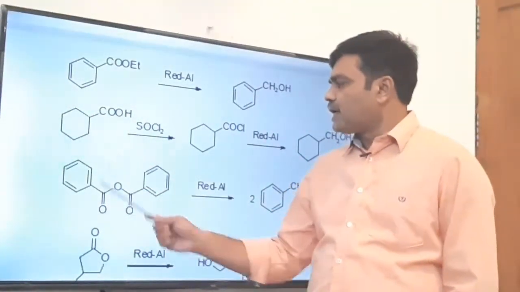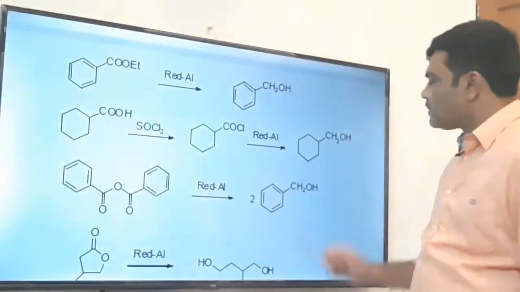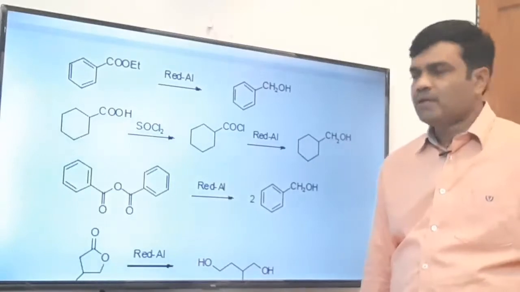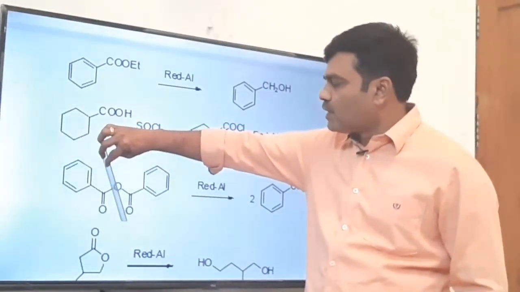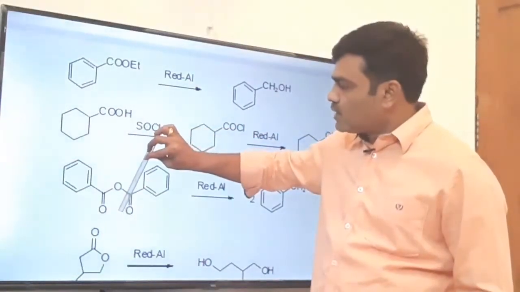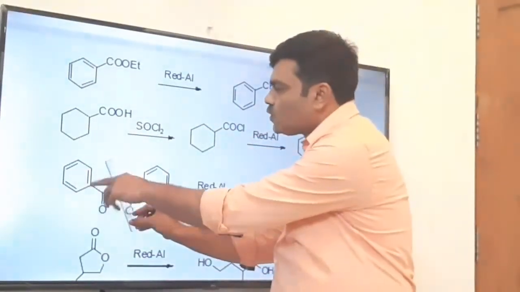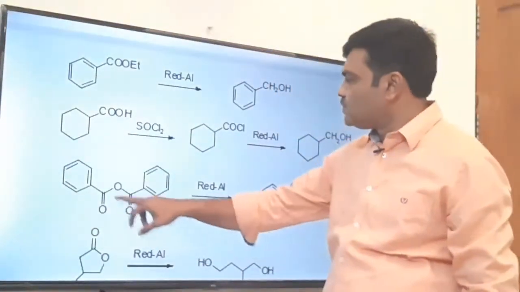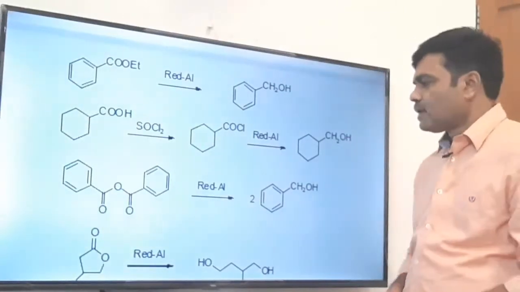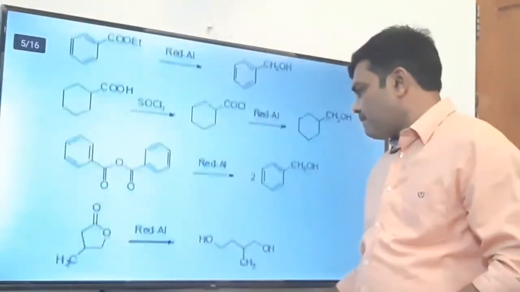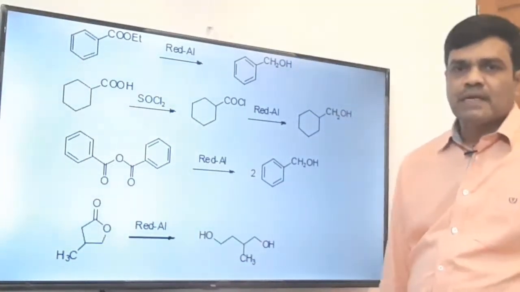Now see this example, it is an anhydride. Anhydride is converted to 2 molecules of primary alcohol, that is benzyl alcohol. Either this carbon oxygen cleavage takes place, or this carbon oxygen cleavage may take place, leading to the formation of 2 molecules of alcohol. In this way, both the parts will convert to primary alcohol, and we get 2 molecules. Now it is interesting to see, it is a cyclic ester which is called a lactone.